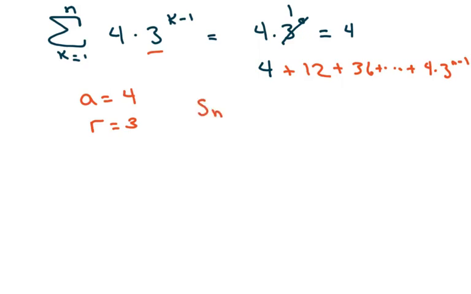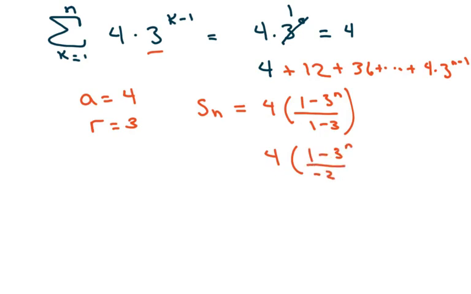S sub n equals 4 times 1 minus 3 to the n over 1 minus 3. So this will be 4 times 1 minus 3 to the little n over negative 2. Now, I can go ahead and divide these two. That's just going to be negative 2. And then I get 1 minus 3 to the n. And that's your sum.